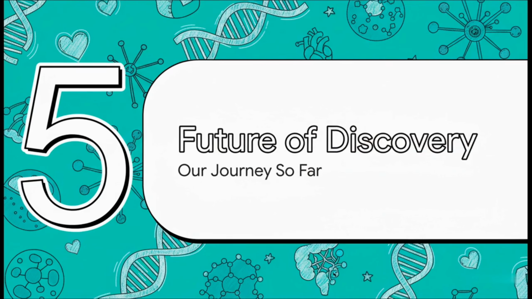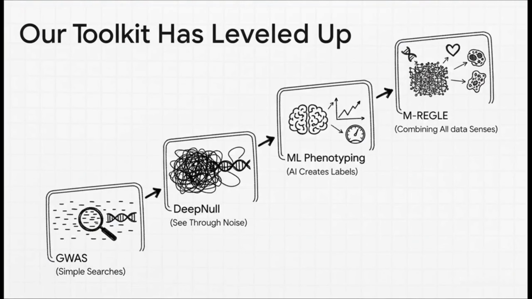So what a journey, right? We've basically watched the scientific toolkit for understanding our DNA level up again and again, with each new idea building on the one before it. I mean, think about it. We went from those early, simple searches with GWAS to getting a whole lot smarter about seeing through the biological noise with DeepNull. Then we took a huge leap and let the AI create its own, much better labels. And finally, we taught it to combine all its senses with mRegl. Every single step has peeled back another layer of the onion, getting us closer to the real biology underneath.